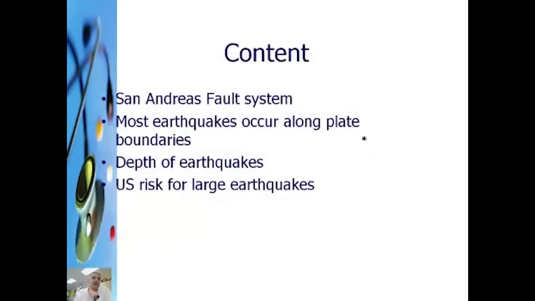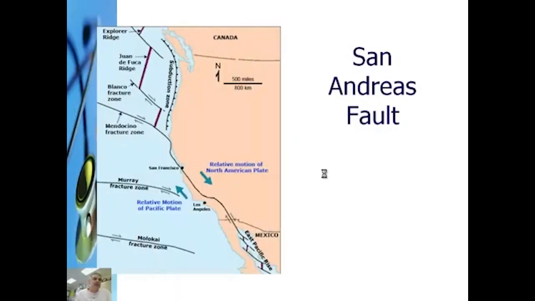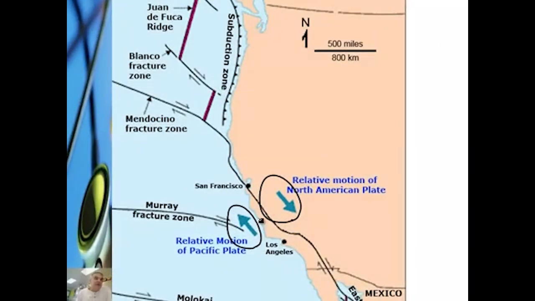All right, we now want to talk about a number of things. The San Andreas fault system. We've already, I think, alluded to this, but most earthquakes occur along plate boundaries, the depth of earthquakes, and the U.S. risk for large earthquakes. All right, let's talk about the San Andreas fault system. The San Andreas fault is a transform fault, meaning that the two plates are moving side by side in opposite directions, and this is what's causing the San Andreas fault. It goes right through land and right through San Francisco, California, and just to the north and east of Los Angeles.